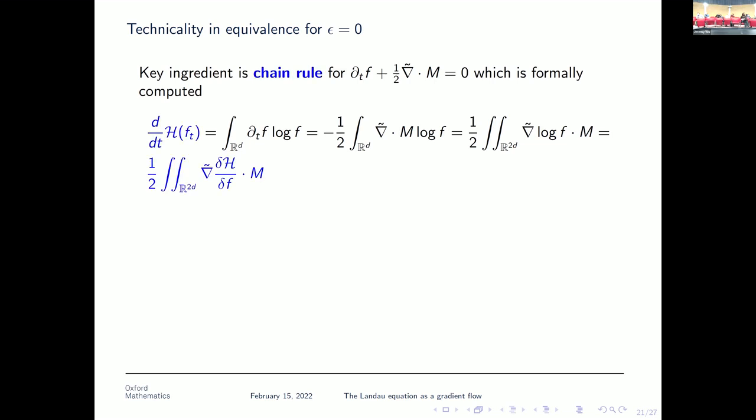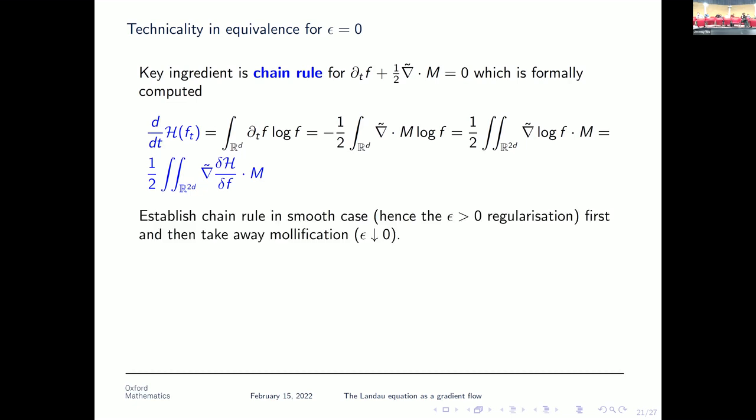Yeah, in blue, I want the blue equalities here. Another reason why we introduced the epsilon regularization was because we can write the chain rule more easily at the epsilon positive level, and then we wanted to send epsilon to 0. So that was a theory idea.